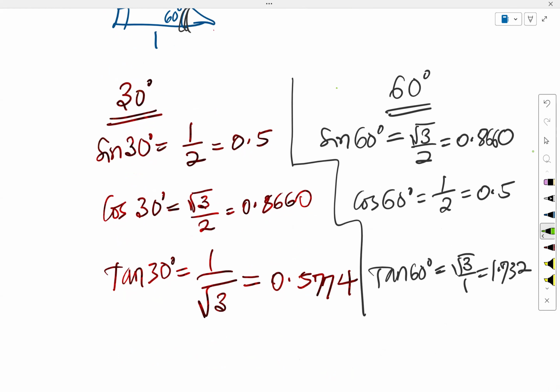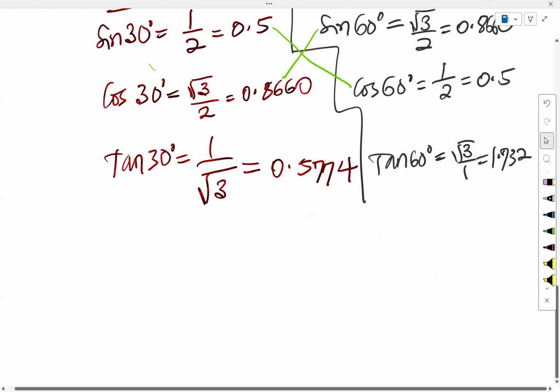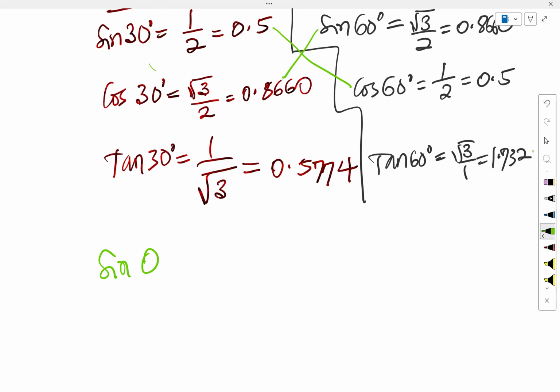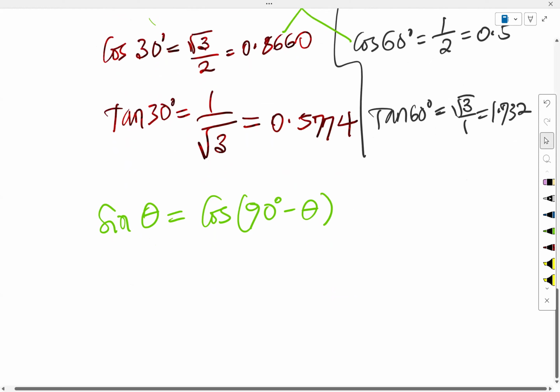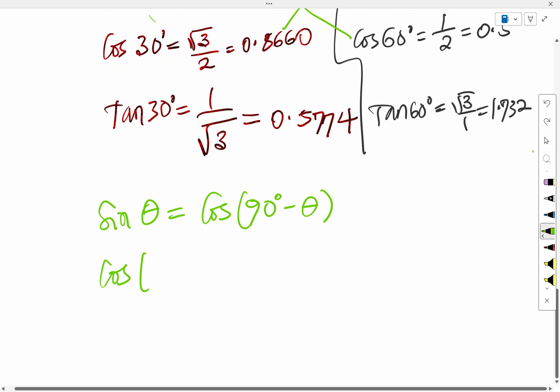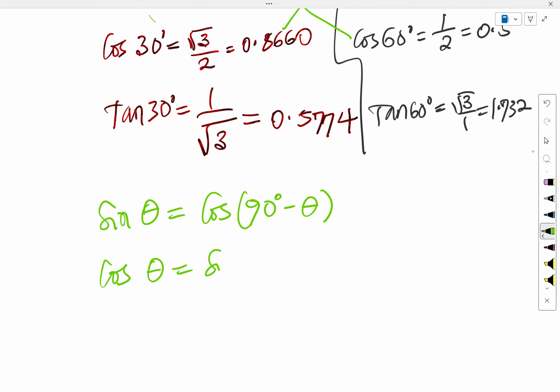So now see, sine 30 degrees is looking like cos 60, while cos 30 degrees is looking like sine 60. So what can we establish here? Pay attention to the fact that the sine of any angle theta is equal to the cos of 90 degrees minus that theta. And the same thing goes for the cos of any angle theta. The cos of any angle theta is equal to the sine of 90 degrees minus that theta.